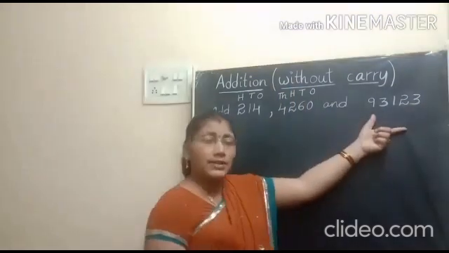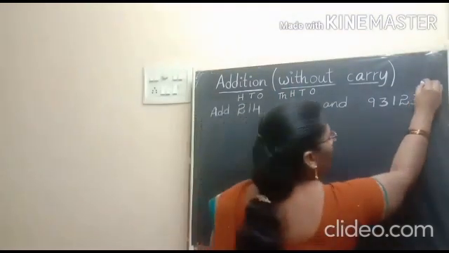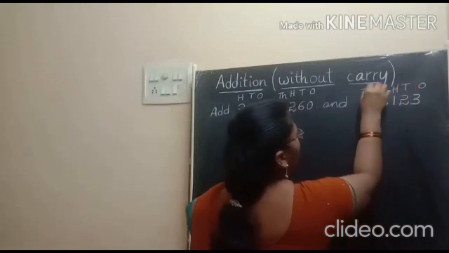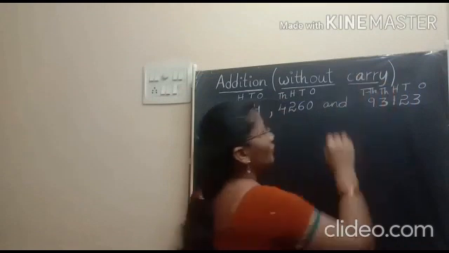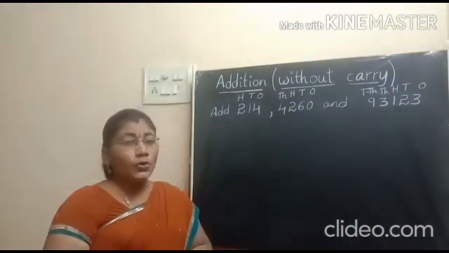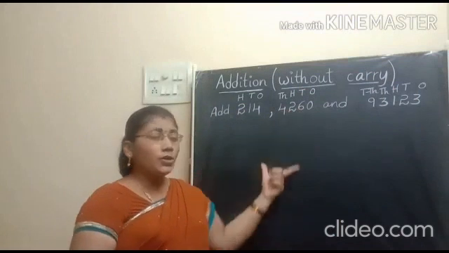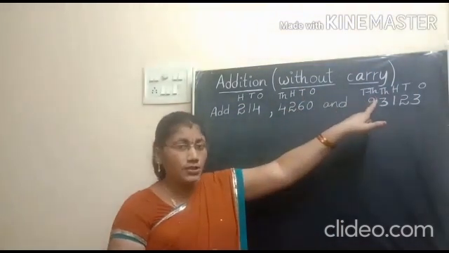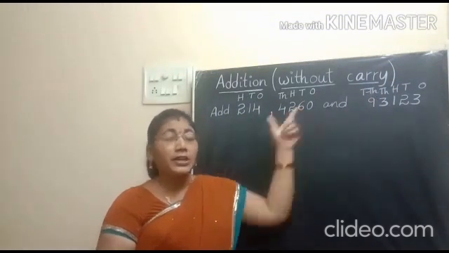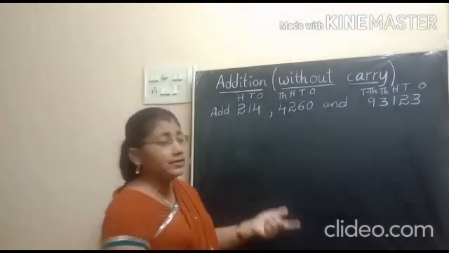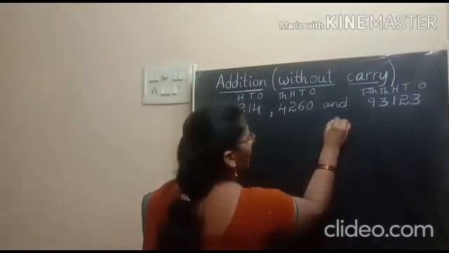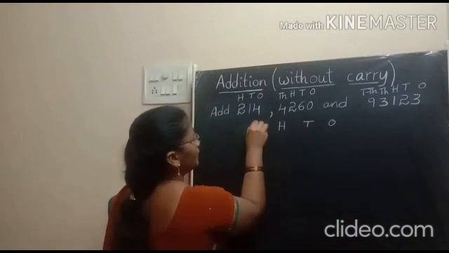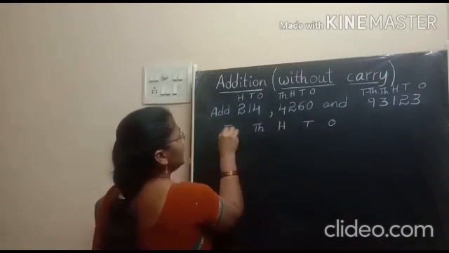To represent a 5-digit number we need ones, tens, hundreds, thousands, 10,000s. Totally 5 places. So, to arrange these numbers in columns, we need 5 places. Understood? To represent these numbers, we need 5 columns. Those are ones, tens, hundreds, thousands, 10,000s.